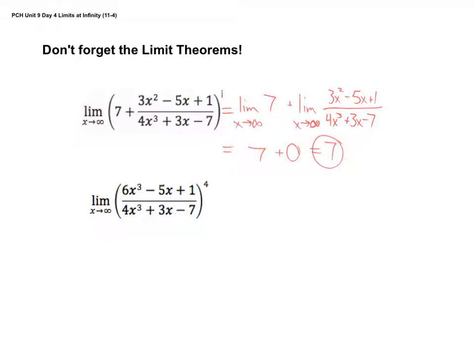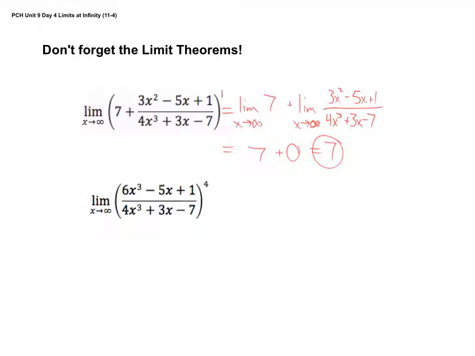Now, let's look at the next one. What limit theorem can we use for this one? They're equal. 6 over 4, to the 3 over 2. But that whole thing is to the 4th power, so you can pull it out. Is it 6 over 4 to the 4th? Or is it 3 over 2 to the 4th?